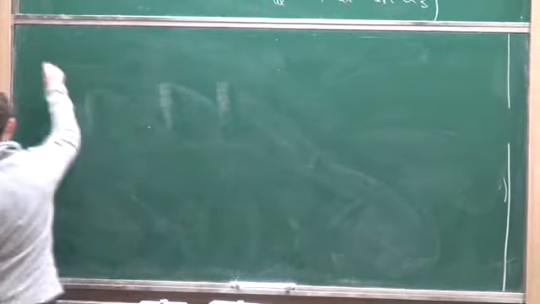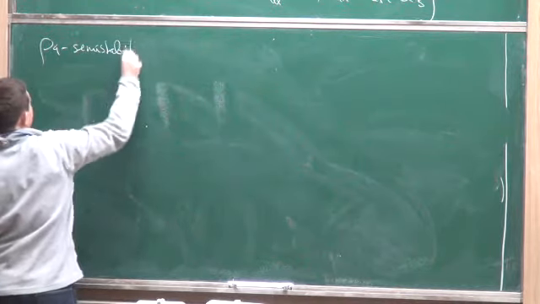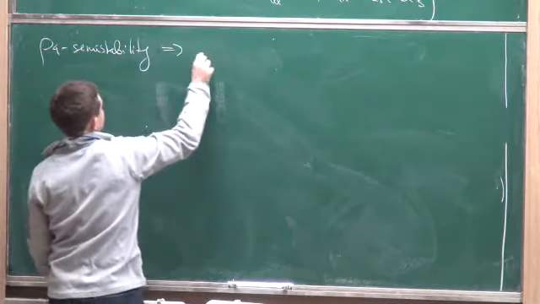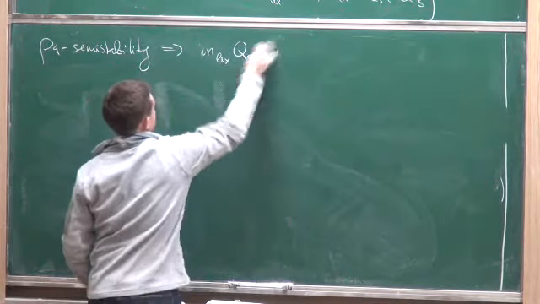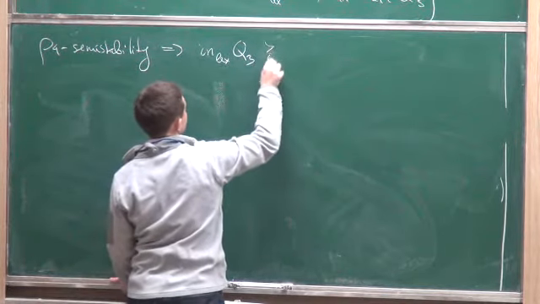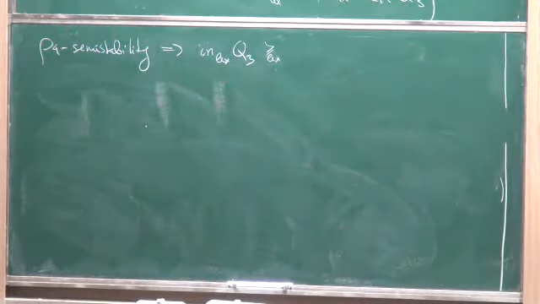Rho 4 semi-stability implies that the initial monomial of Q3 has weight greater or equal, everywhere, is at least D.